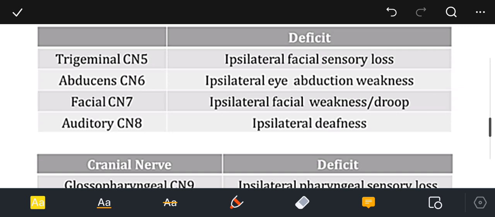If the trigeminal nerve is damaged, there will be ipsilateral facial sensory loss. So if the person has loss of sensation on the right side of the face, the right trigeminal nerve is damaged. Abducent nerve, cranial nerve 6: ipsilateral eye abduction weakness, so I will not be able to look outward, I will not be able to abduct. Facial nerve 7 palsy will lead to ipsilateral facial palsy, weakness or droop. And damage to auditory cranial nerve 8 will lead to ipsilateral deafness.